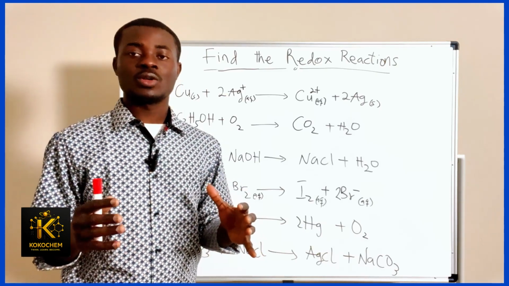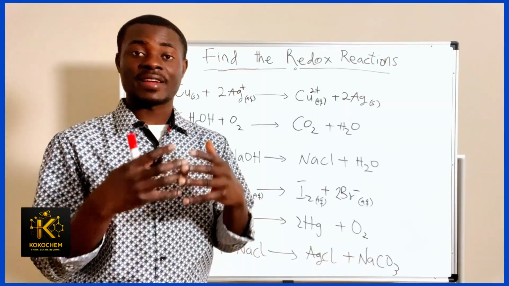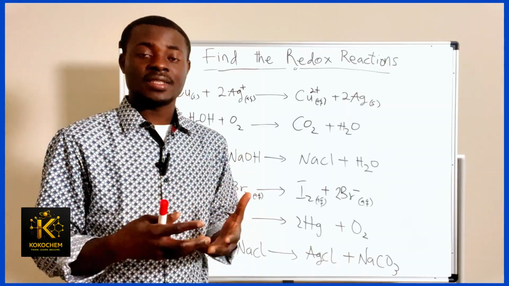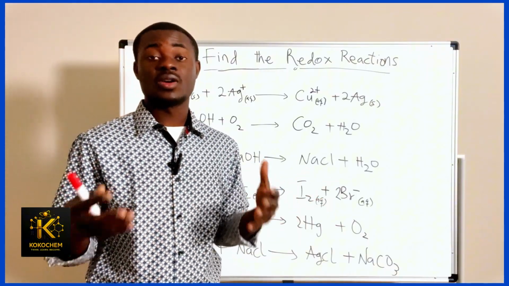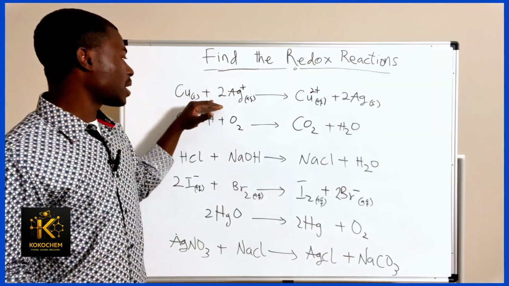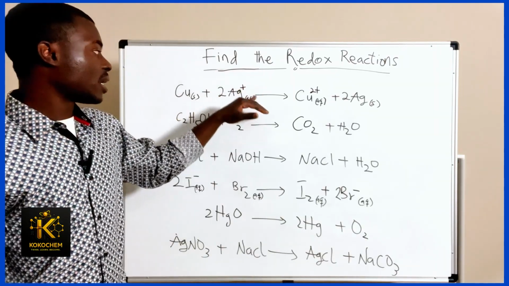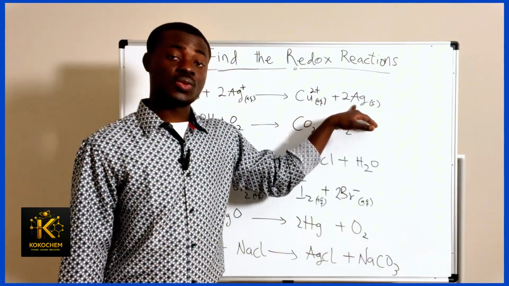In today's class, I'm going to show you quick tricks that will help you to determine if a chemical reaction is an oxidation reduction reaction, simply called redox reaction. So the first reaction, we have Cu plus 2Ag+ going into Cu2+ plus 2Ag.